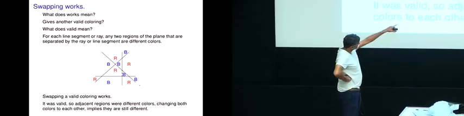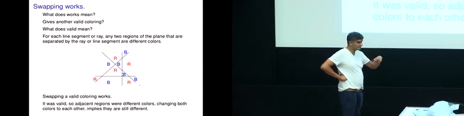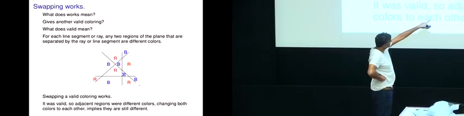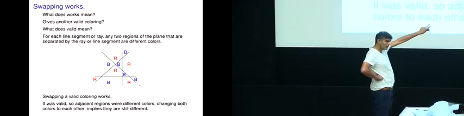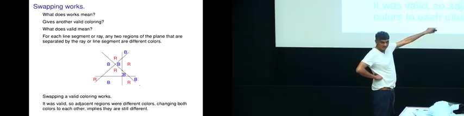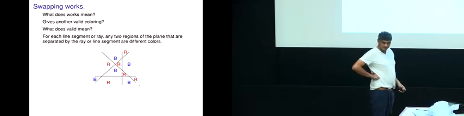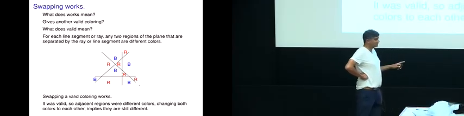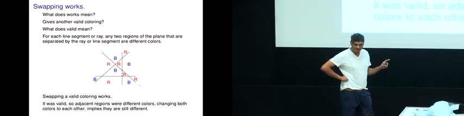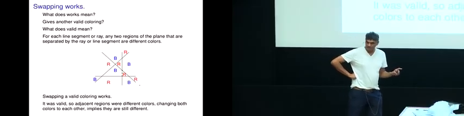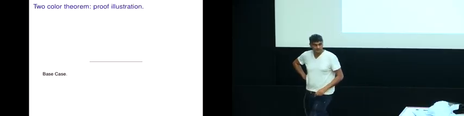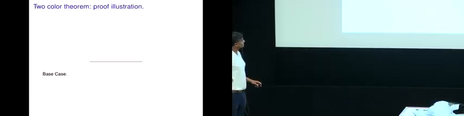We'll look at an arbitrary line segment, and we see that if one side is blue and the other side is red, they're different. Now if we swap red with blue and blue with red, they'll still be different, right? So that's what we're saying: swapping still makes it a valid coloring. Does that make sense? Okay, good. So let's prove it.